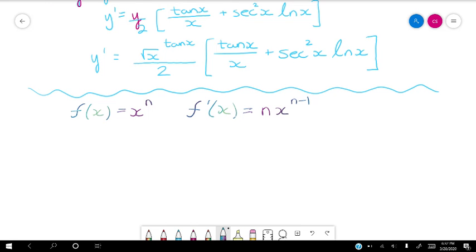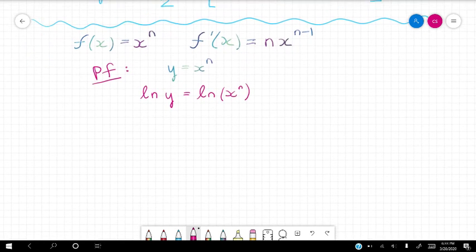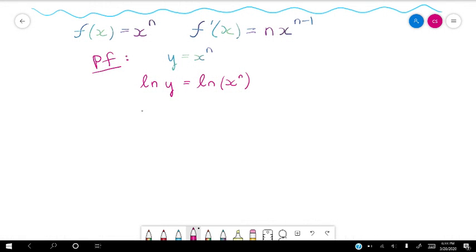Okay, so the first thing we're going to do is, let's say we have y equals x to the n. Remember, f is just a fancy way of saying y. We're going to take the natural log of both sides. Okay, so again, I'll write this as a proof, because we never proved it at the beginning of this part of differentiation. All right, so now that we did that, we can move that constant n to the front. And let's go ahead and take the derivative with respect to x of both sides.